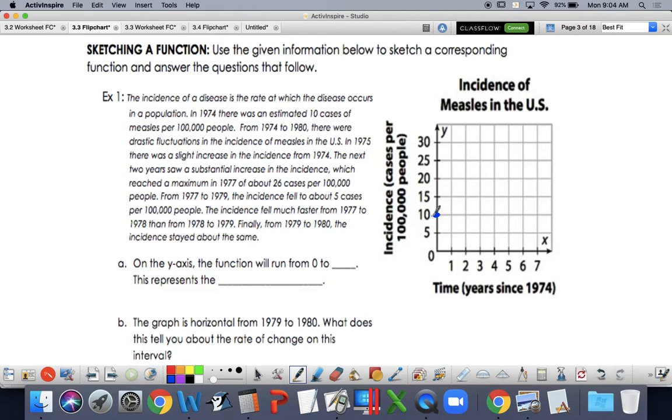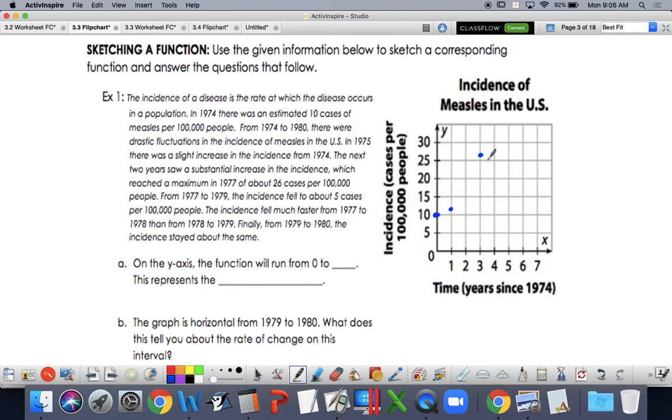From 1974 to 1980, there were drastic fluctuations in the incidence of measles in the United States. In 1975, there was a slight increase in the incidence from 1974. If it's 1975, what time is it on the bottom here? 1. So at 1, it's a slight increase, whatever that means. The next 2 years saw a substantial increase in the incidence, which reached a maximum in 1977 of about 26 cases. So 1977 represents what year down here? 3. So at 3, I go up to about 26.